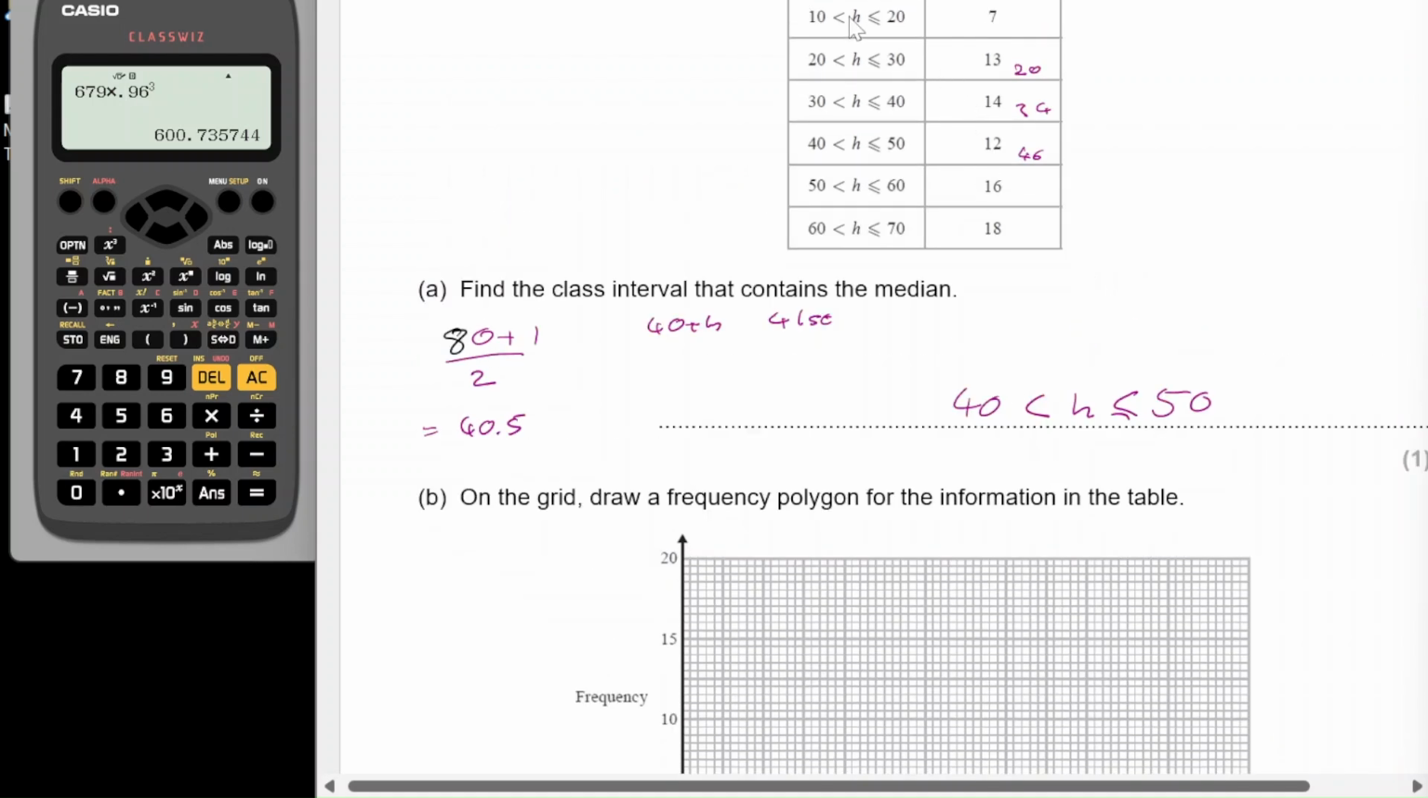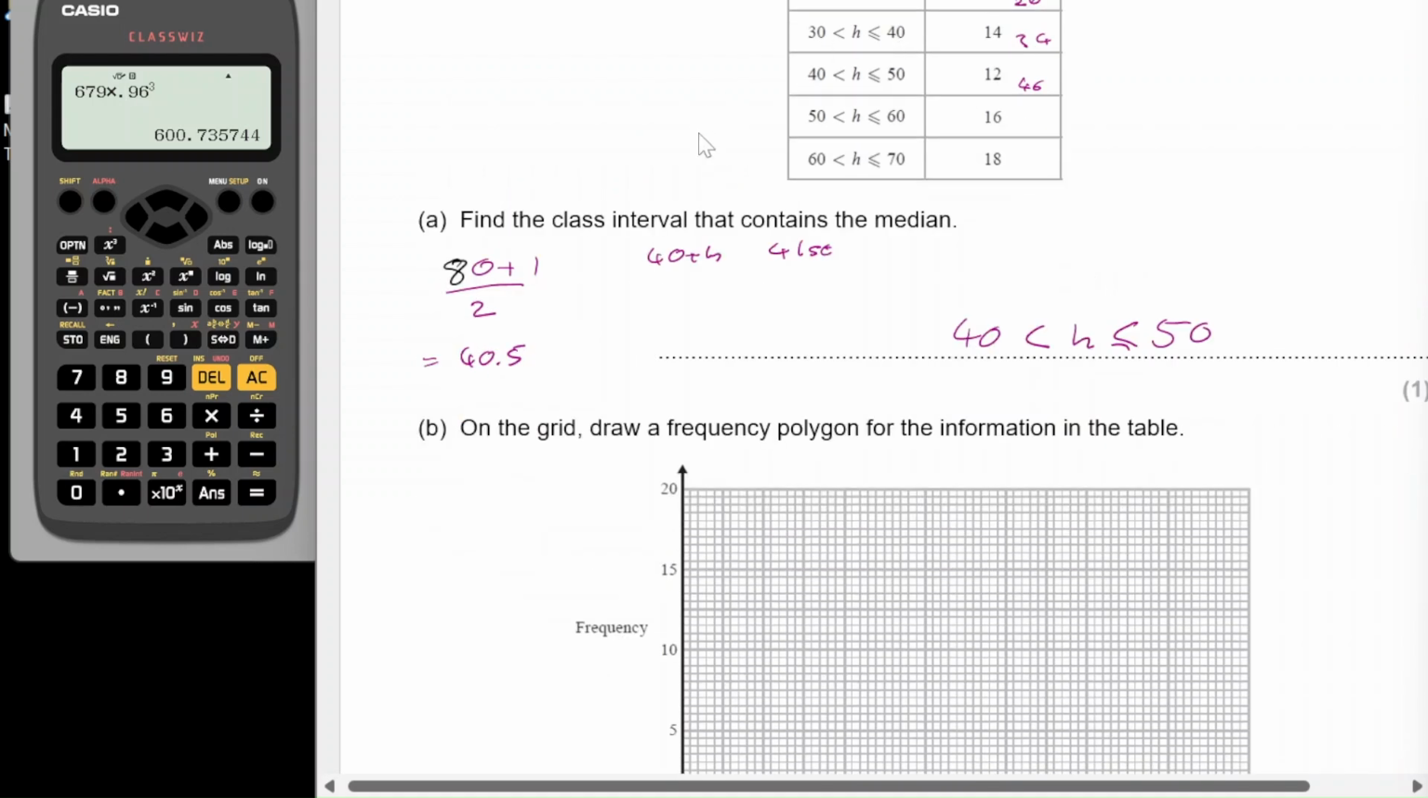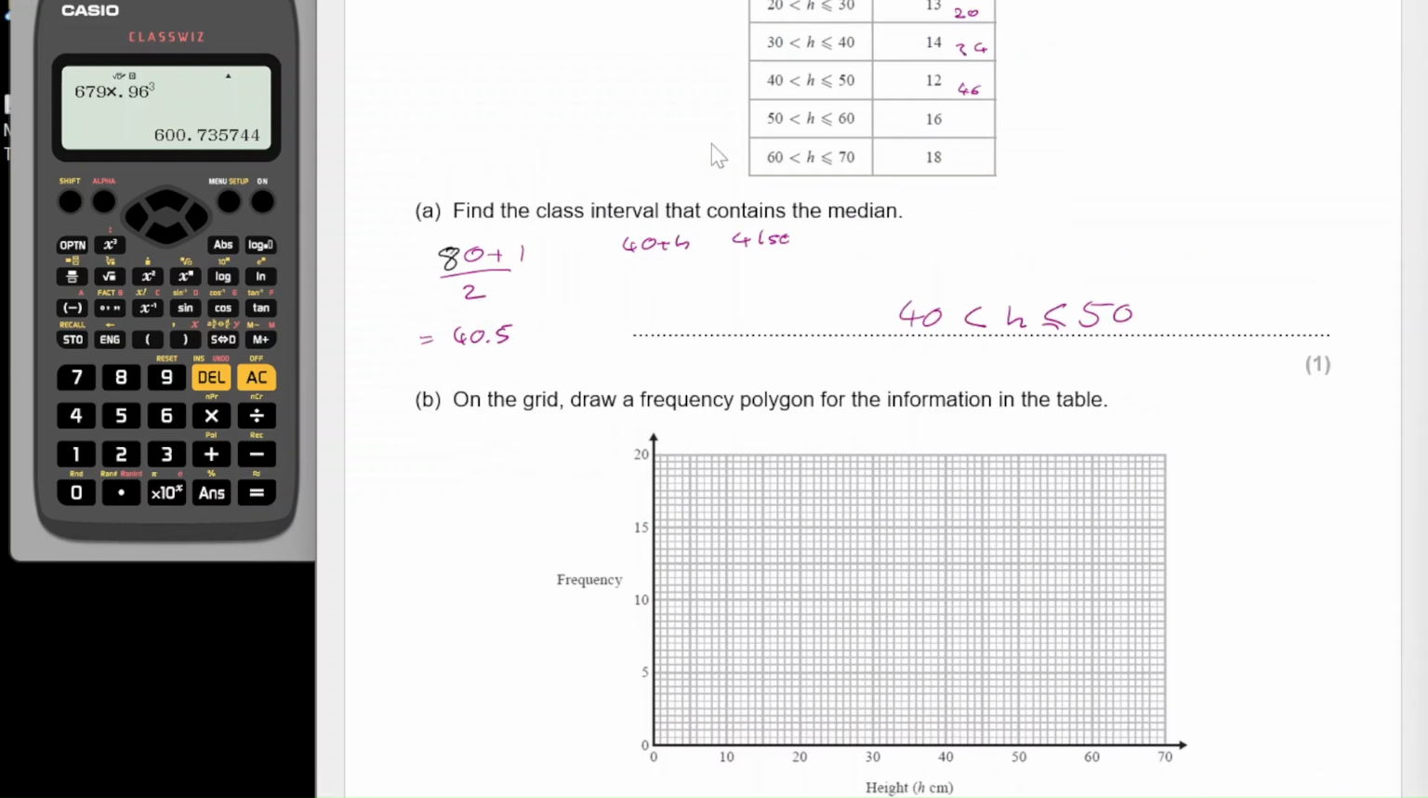So frequency polygon, we plot the midpoints. So let me just zoom out slightly. Okay, so at 15, I want to plot 7. At 35, I want to plot 14. And I don't think I put my 7 in quite the right place. The graph's going up in ones, so that's more like the position.